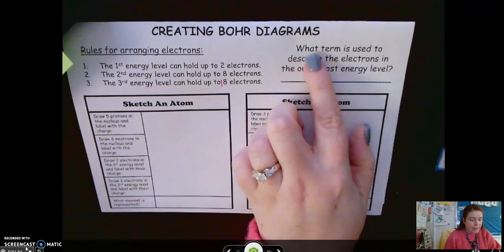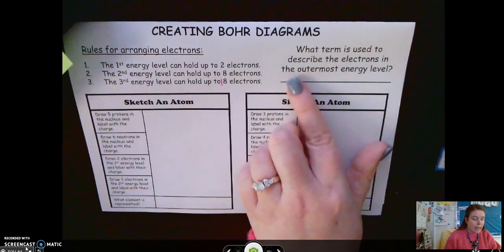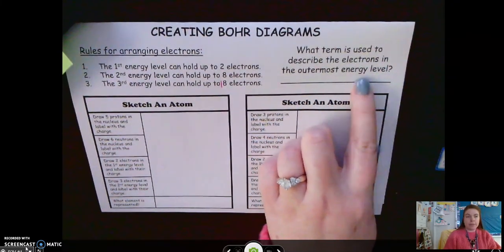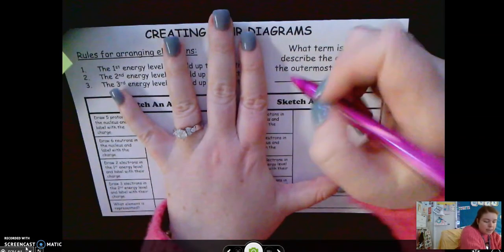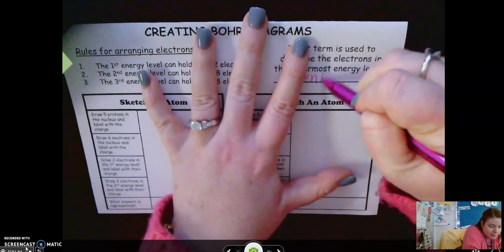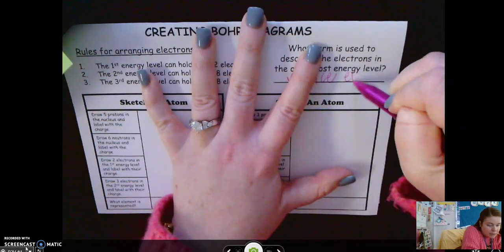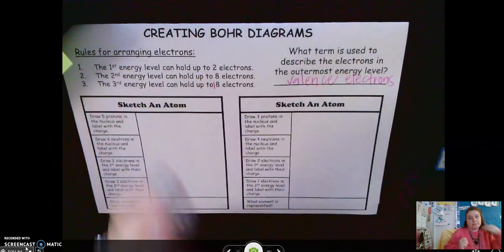And so over here we have this question: what term is used to describe the electrons in the outermost energy level? This means whatever the outside ring is, whether that's the second ring or the third ring or the fifth ring, it's always going to be the outside or outermost ring that is called the valence. And so our valence electrons are going to be that outermost energy level, valence electrons.